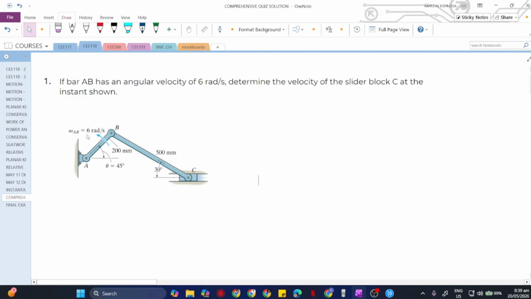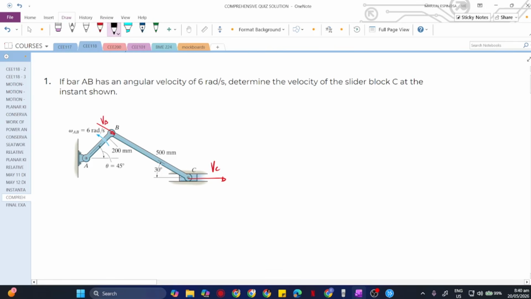Using instantaneous center. We can solve using relative motion analysis or also using instantaneous center. For me, I would love to use the instantaneous center. So, the slider block C will be moving in this direction. That is what we are looking for, VC. And then the velocity of our point B will be in this direction. Okay, velocity of B.